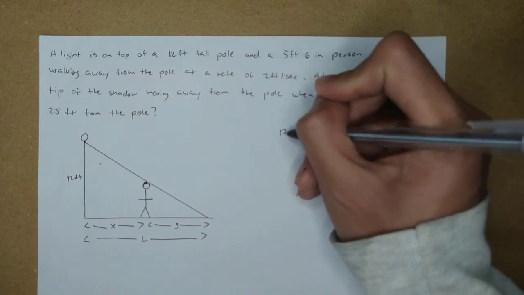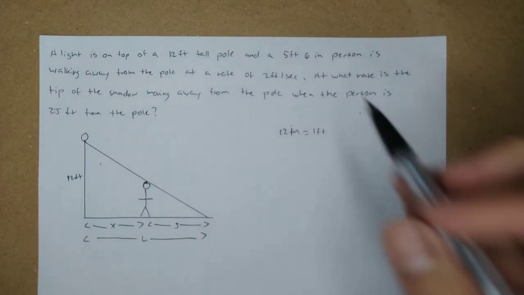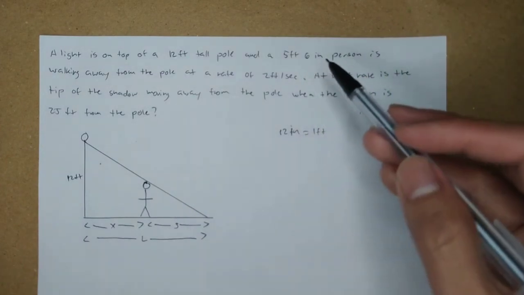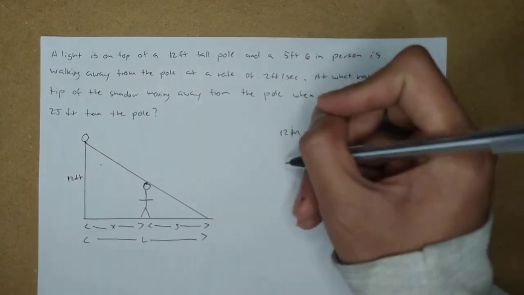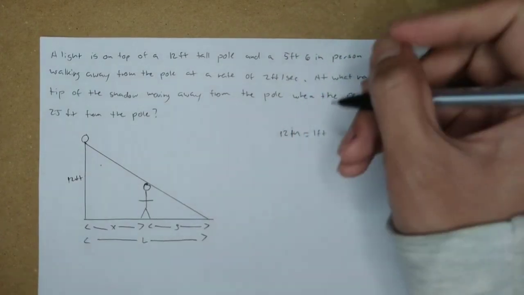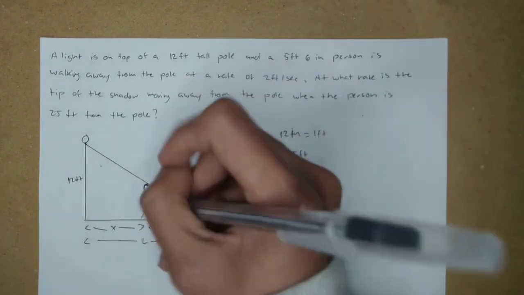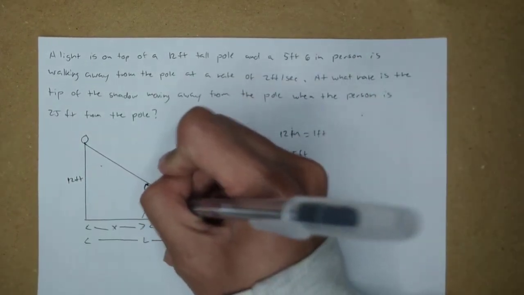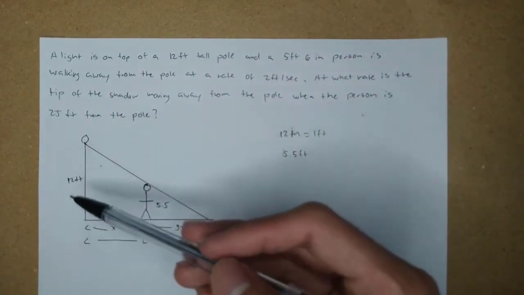So we know that 12 inches is equal to 1 foot. So 6 inches is half of a foot. With that, we can say that 5 feet 6 inches is equal to 5.5 feet. So we can input the value here. So now we have the values put in the illustration right here.